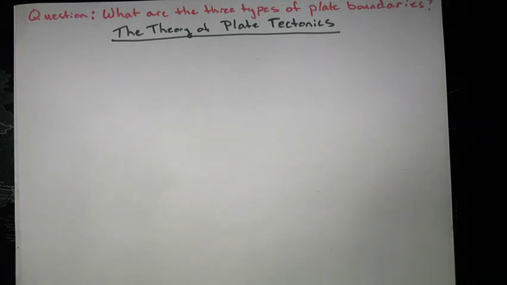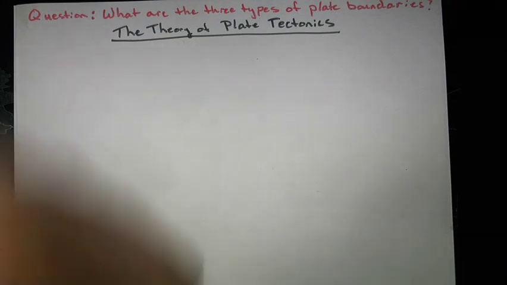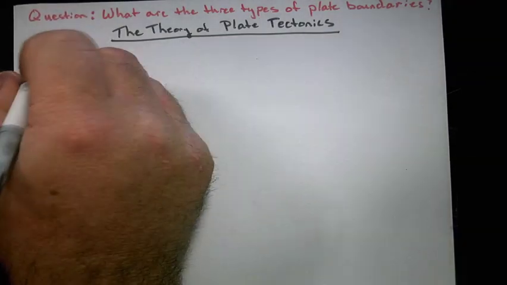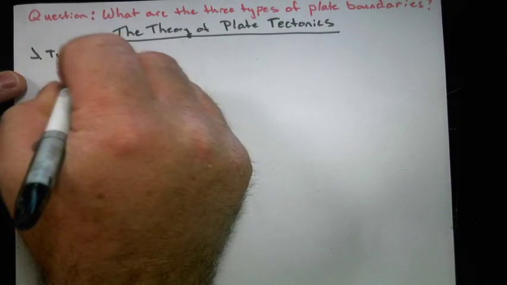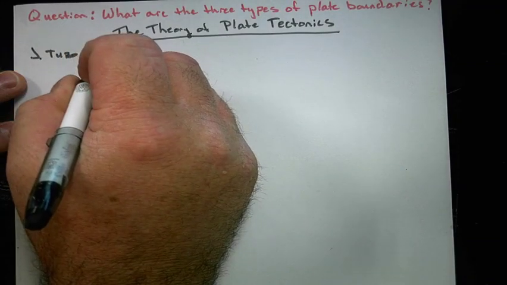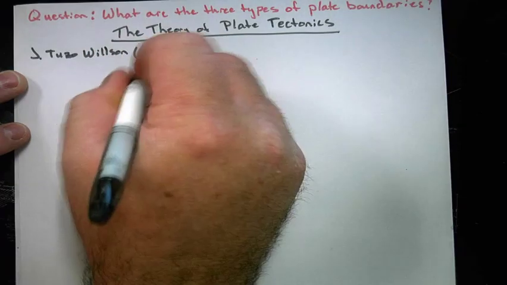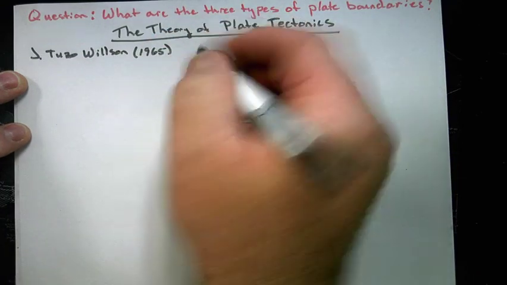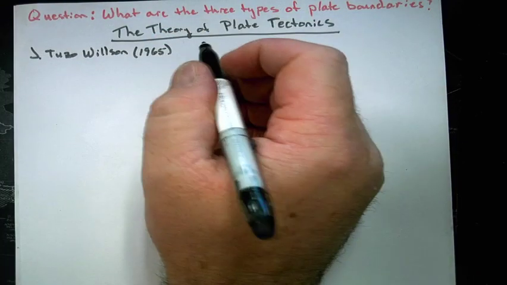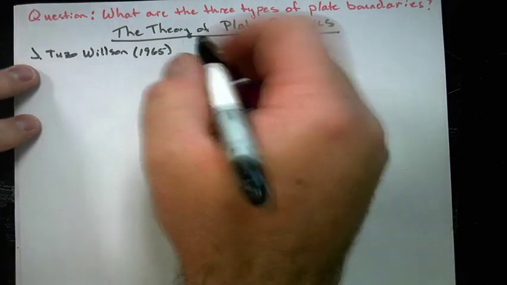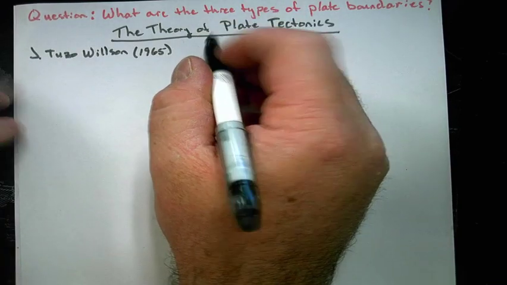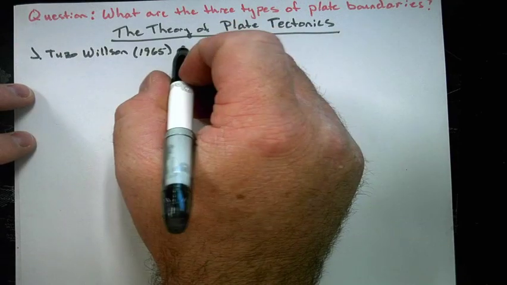Okay, the question we're going to answer today is, what are the three types of plate boundaries? The title of this lecture is The Theory of Plate Tectonics, and we start with J. Tuzo Wilson, who in 1965 was a Canadian scientist that proposed the lithosphere is broken into separate sections called plates.